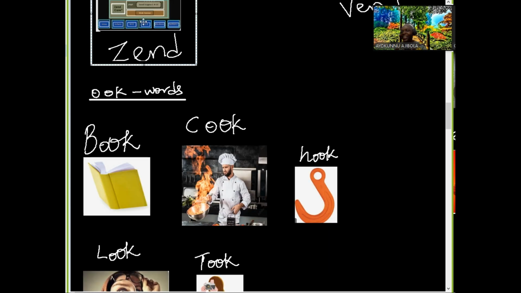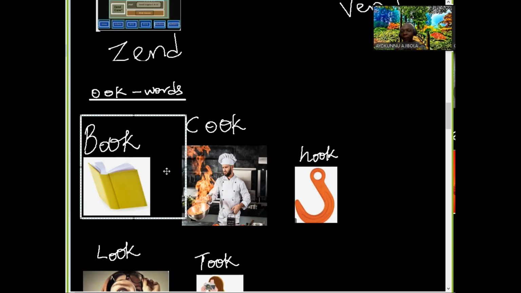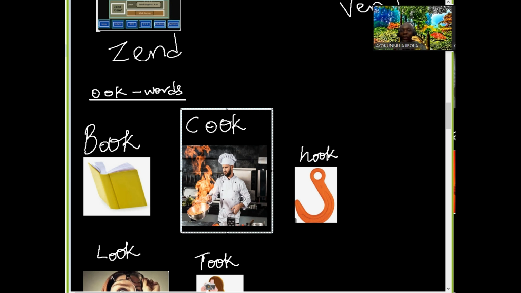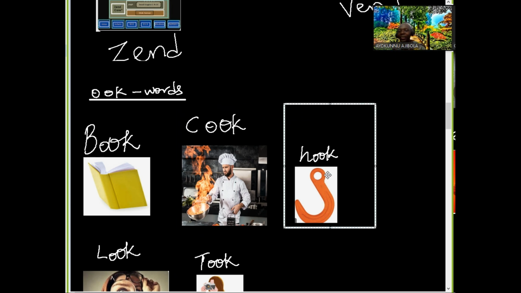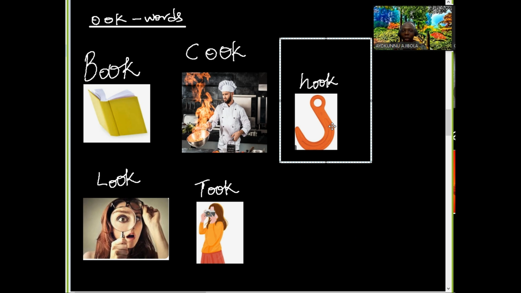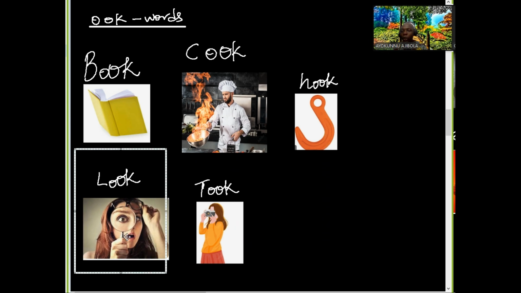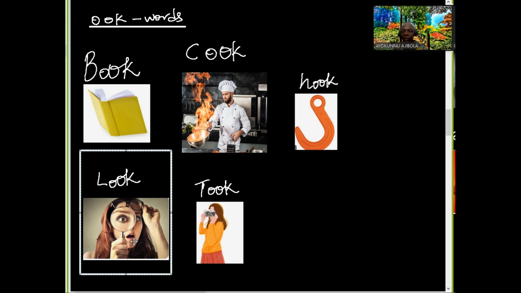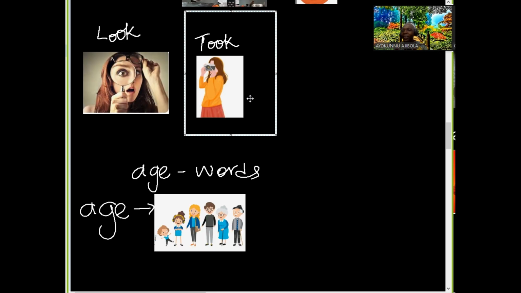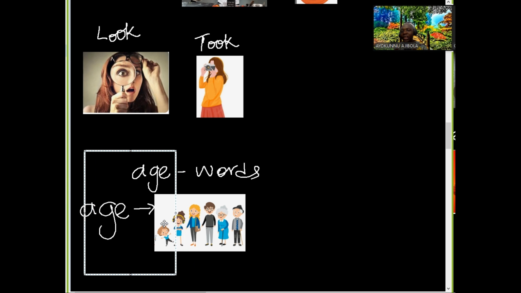Zend. Now say book, book, book. Now cook. Yeah, read your book. That's correct. Cook. Now say hook, hook, hook. Now say look, look, look. And took. Took. Hook.